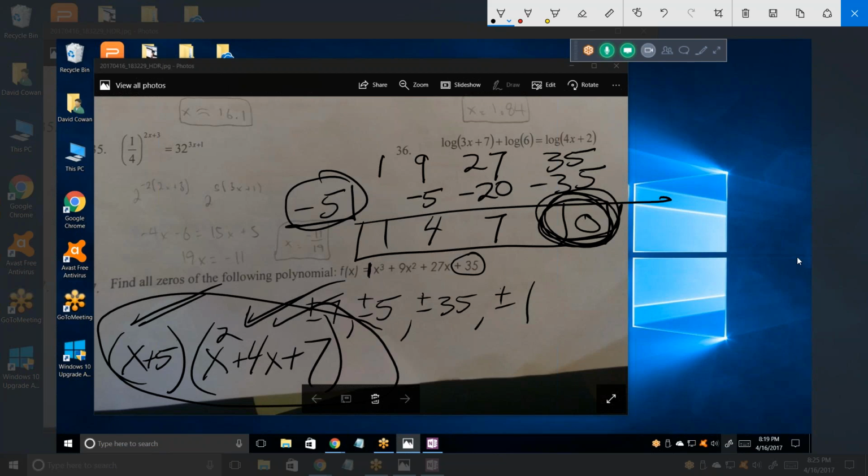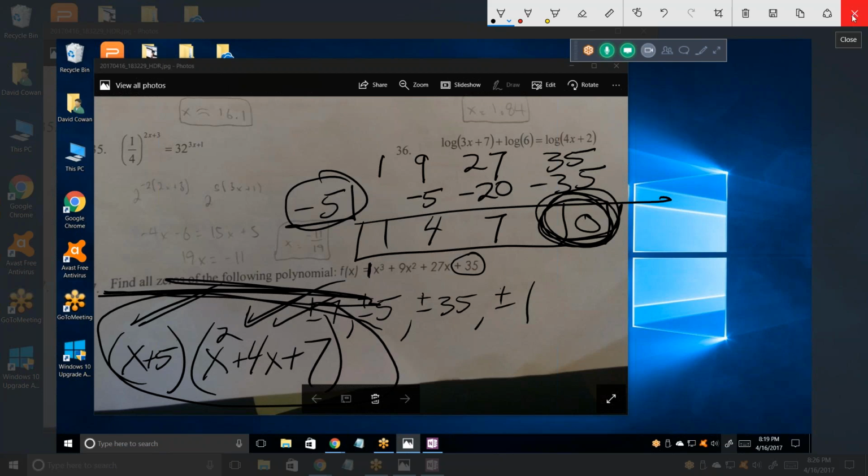Although this specifically says find all of the zeros, which means they want you to use the quadratic on this. And if I did, I would find my zeros. We won't do it because we looked at Wolfram Alpha and we already know what they are.